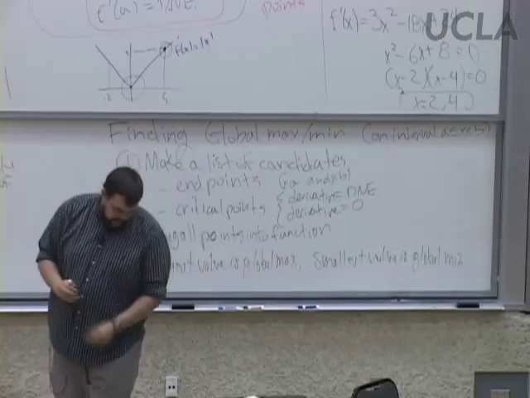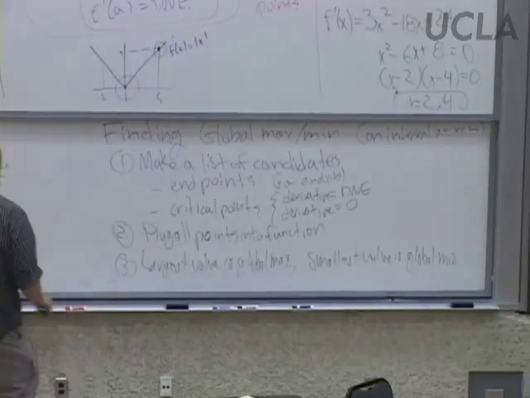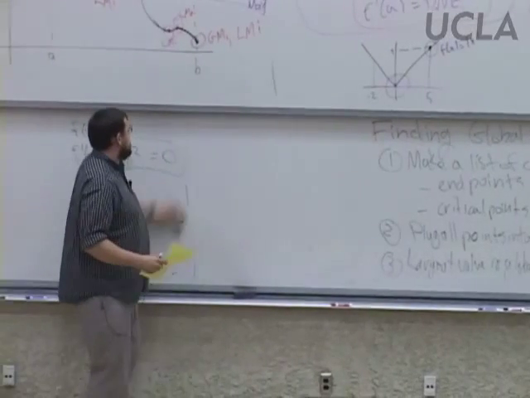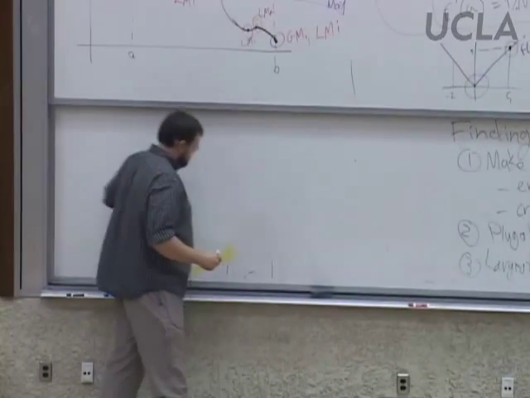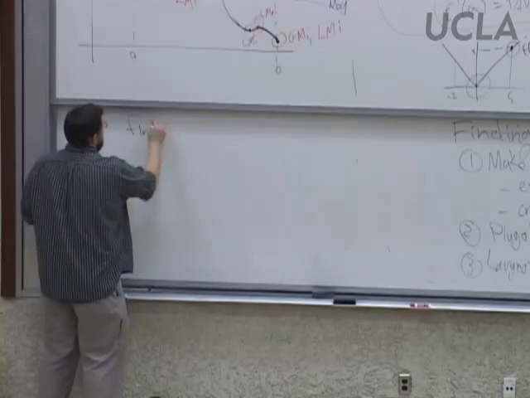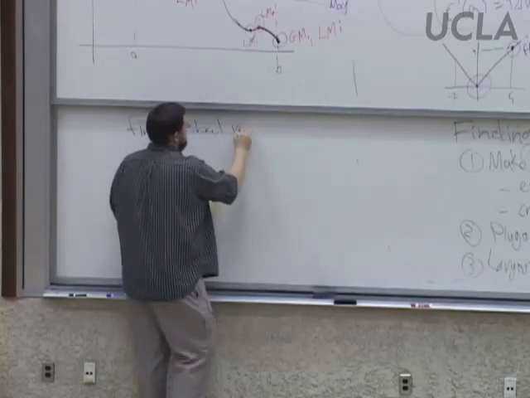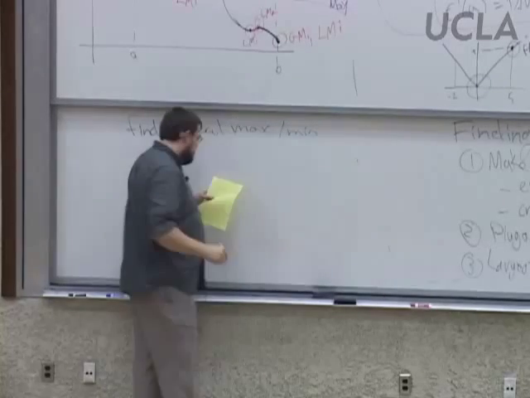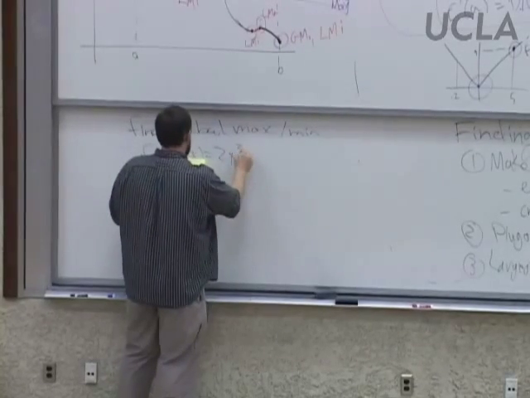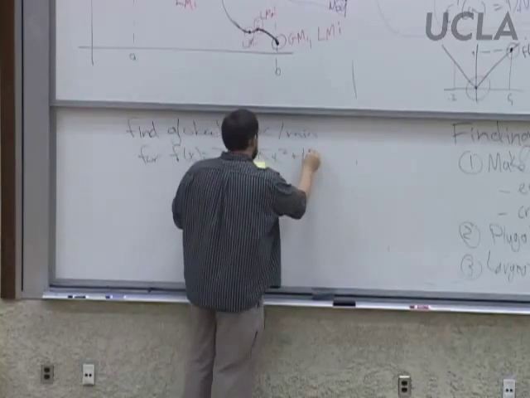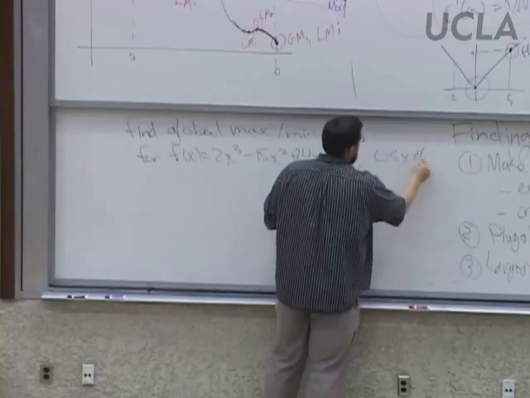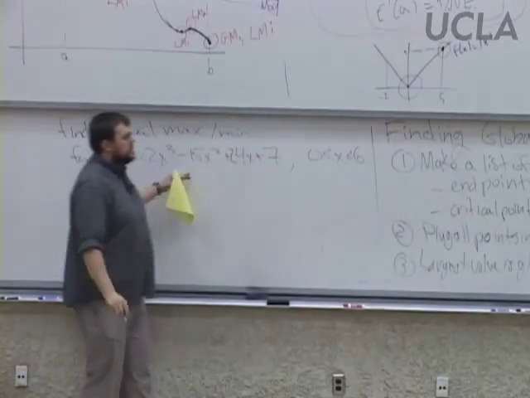So let's go through and see if we can do one really quickly. All right. Suppose I ask you to find the global max and min, and I give you a function. In this case, my function is 2x cubed minus 15x squared plus 24x plus 7. And then the interval is 0 less than or equal to x less than or equal to 6. So I give you a function, and I give you an interval.